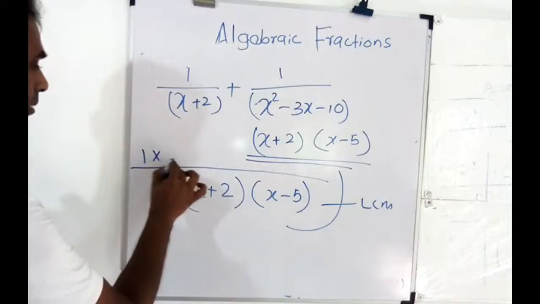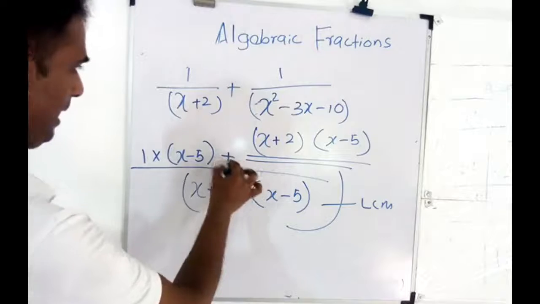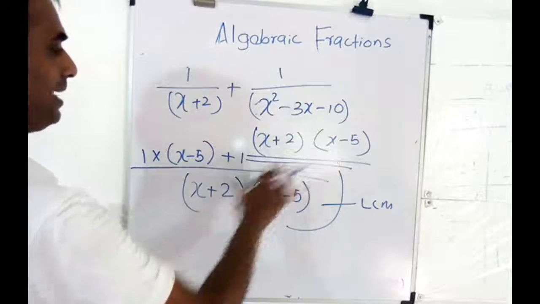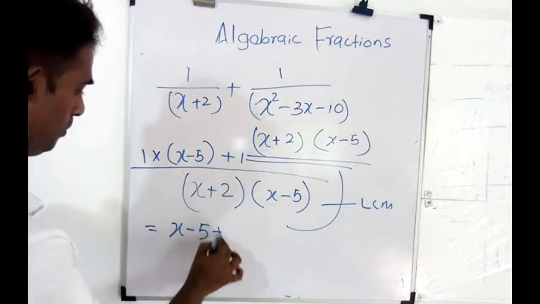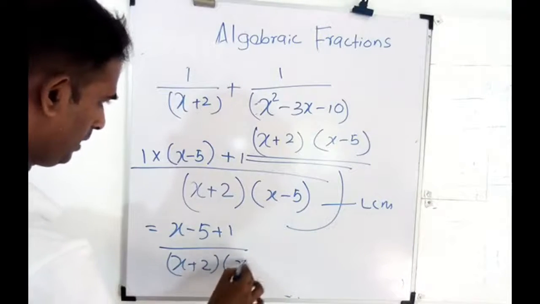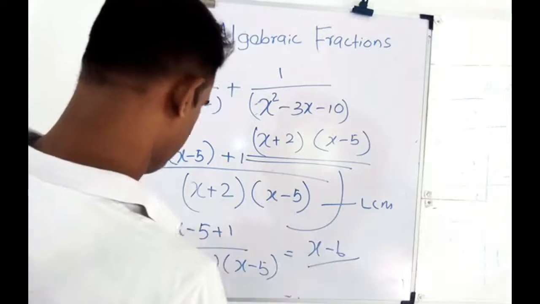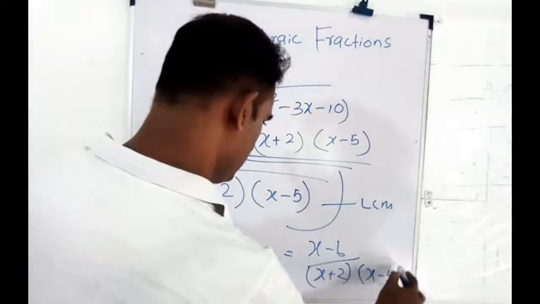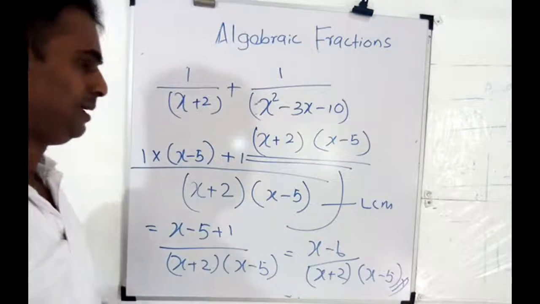Therefore we want to multiply by x minus 5. Next add 1. x minus 5 plus 1, x plus 2, x minus 5, right, x minus 6, x plus 2, x minus 5. Right, that is the answer.